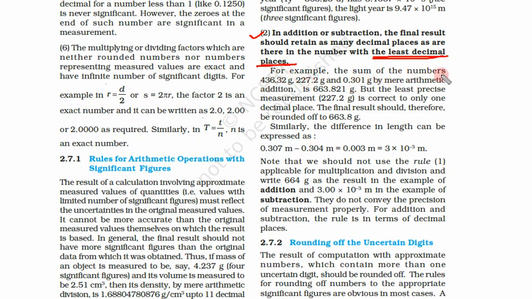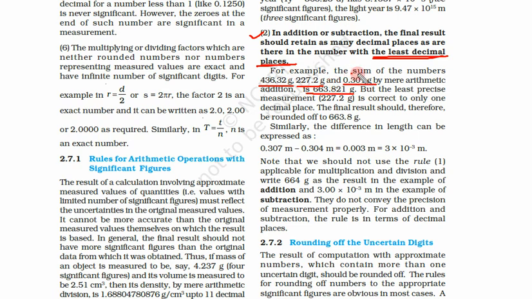So we have the sum of three numbers: 436.32 grams, next one is 227.2 grams, and third is 0.301 gram. By arithmetic addition, if we use a calculator or we simply add them, what do we get? We get 663.821 gram. But what is the least precise measurement?